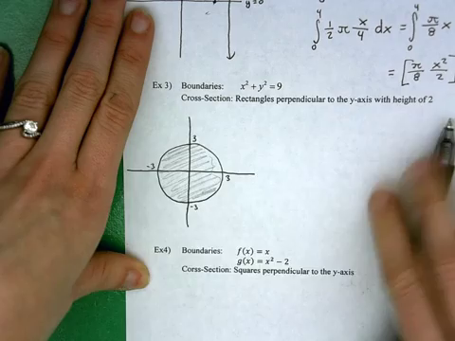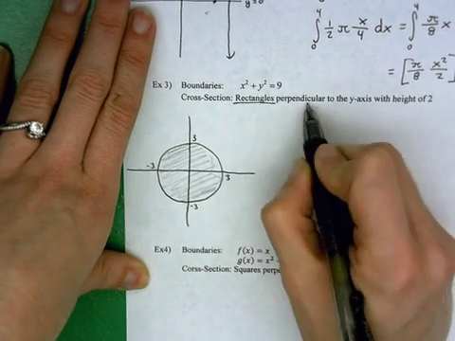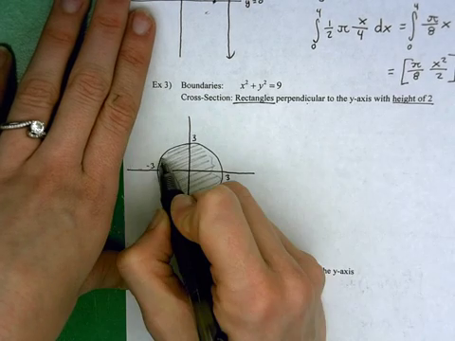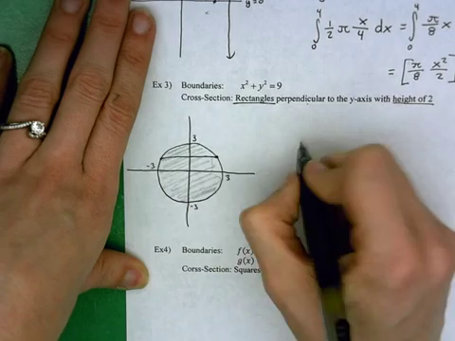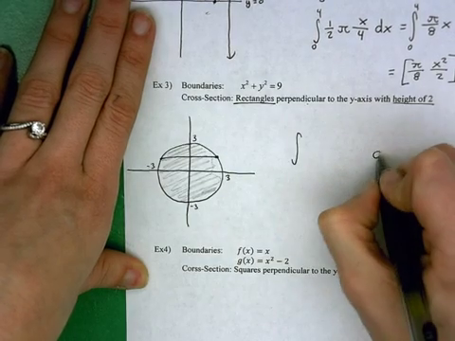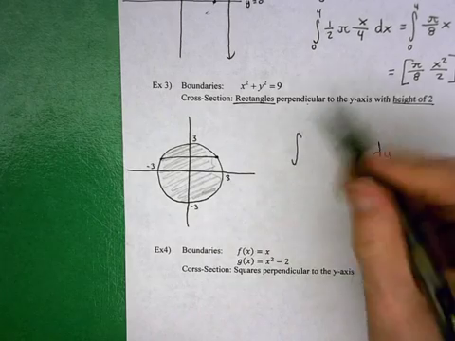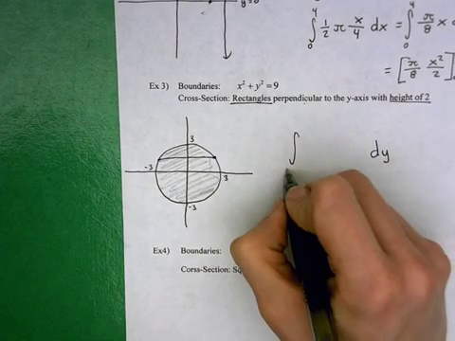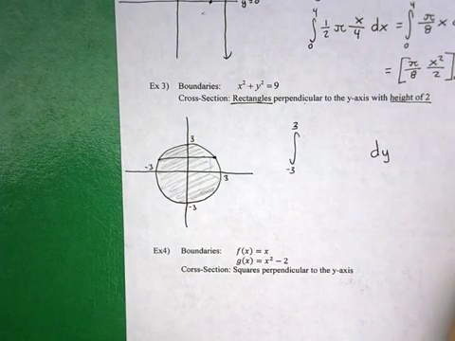Shaded region. Now my rectangles are going to be rectangles, by the way, perpendicular to the y-axis with height of 2. So to the y-axis, so now my rectangles go this way. And since we're to the y-axis, my integral is going to be dy. And my bounds are going to be the lowest and highest y. Well, the lowest y is down here at negative 3, and the highest y is up here at 3.